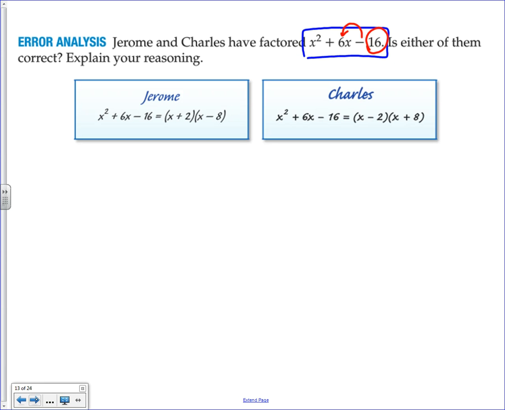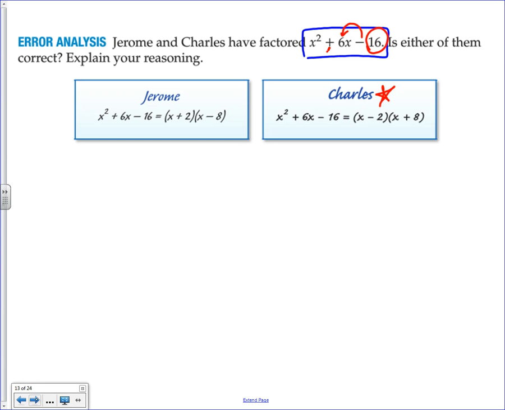Now, if we were subtracting, what does that mean about my symbols? They have to be different, and the bigger one has to be add. Which of them made their bigger one adding? Charles. So he is correct. If you would please write me a sentence that tells me why Charles is correct. Should say something to the effect that he has his symbols correct. I'm doing okay?